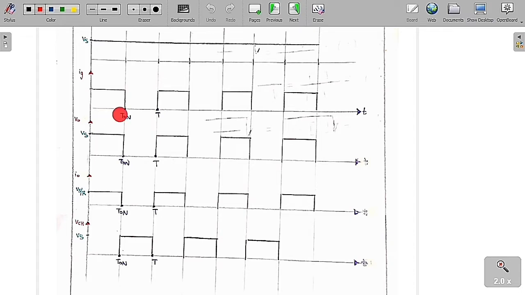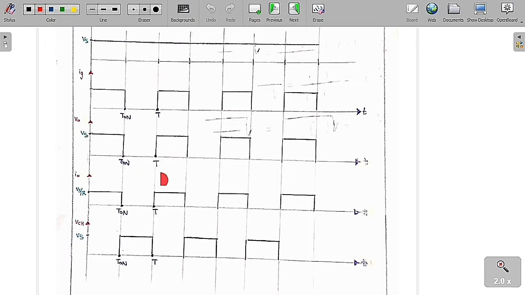Whenever the chopper is on, which means the switch is on, the output voltage is equal to Vs. Therefore the output current is equal to the output voltage by R, which is Vs by R. As the chopper is on, the voltage drop across it is ideally equal to 0. Whenever the chopper is off, the switch is open, so V0 is equal to 0 because it is an open circuit, and the current is also 0 because the output voltage itself is 0. Whenever the chopper is open, the whole supply voltage is dropped across the chopper, so the voltage across the chopper is equal to the supply voltage Vs.